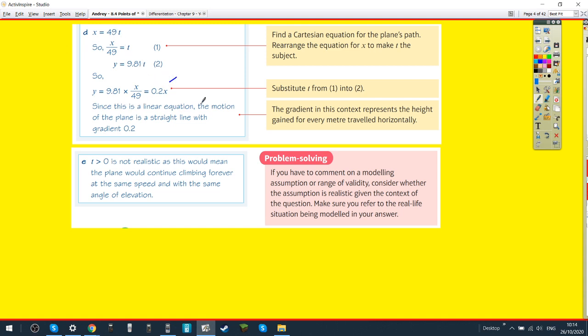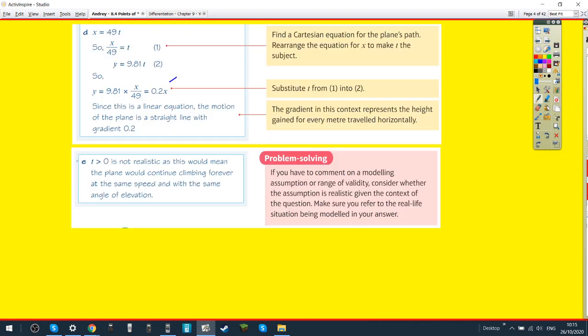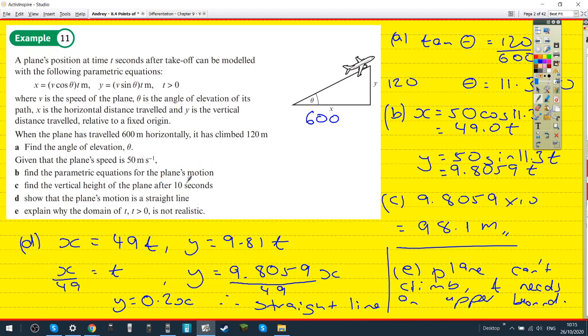0.2x. Since this is a linear equation, the motion of the plane is a straight line with a gradient of 0.2. T is greater than 0 is not realistic, as this would mean the plane would continue climbing forever at the same speed and with the same angle of elevation. So what was that thing there? I think we should just say for this one, before that, linear equation, therefore straight line. Yep. Any questions about that?